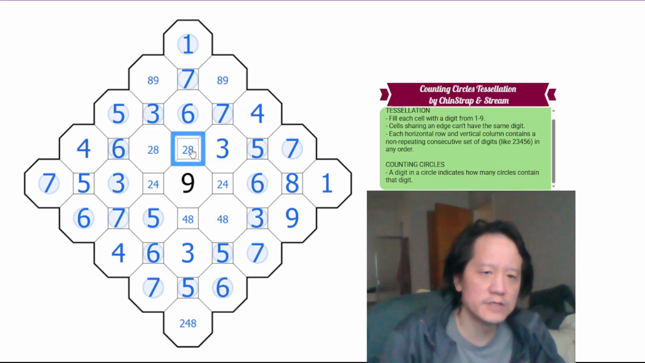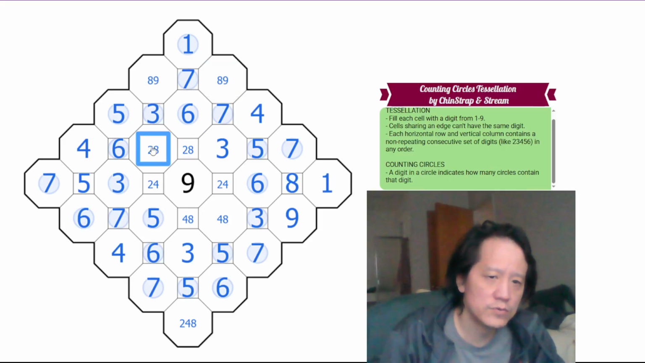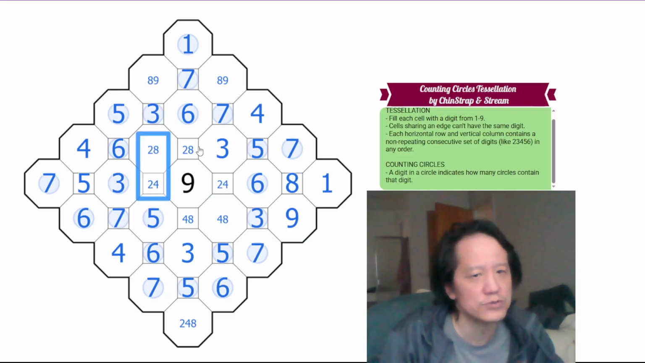If this is 8, this is 4. This is 8. 4, 8, 9. So if this is 8, this is 2. This is 4. This becomes 8 and 9. But then that would be 4, so that would be 2. So this would be 2, 2. So this cannot be 8.